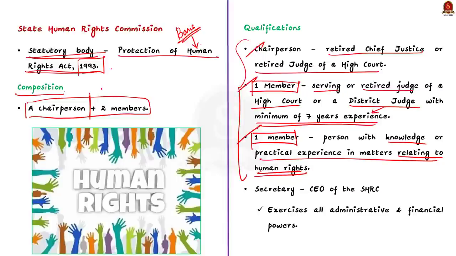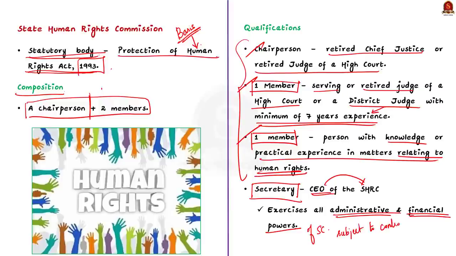See, know that apart from a chairperson and two members, the SHRC also consists of a secretary who shall be the chief executive officer of the SHRC. The secretary exercises all administrative and financial powers of the state commission, and this power is subject to the control of the chairperson of the SHRC. Now, with this information, let us see about the appointment of the members of SHRC.